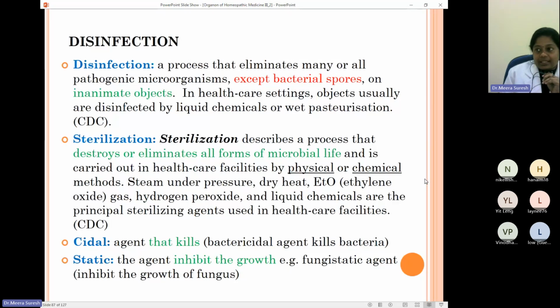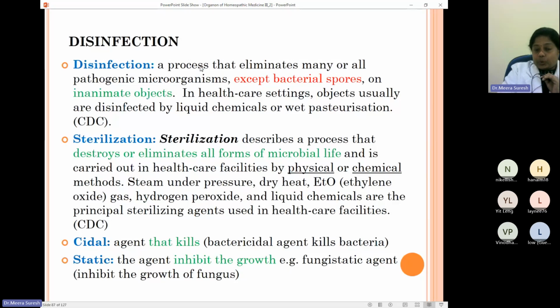But the process of sterilization does sterilize. It will kill all the organisms, even including the spores. So that is the main difference between disinfection and sterilization. The whole definition doesn't matter. The main characteristic difference is that in disinfection we can't kill the spores, and in sterilization we can kill the spores even. So now, keeping that point, we'll go through the definition.